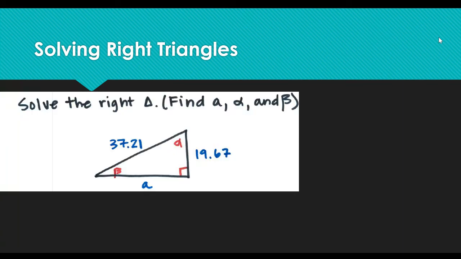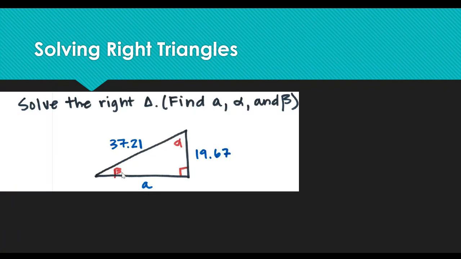It'll give you a right triangle and some information. Our example gives us the right angle, which it has to, because you have to have a right triangle. It also gives us the hypotenuse, 37.21, and a leg, 19.67. To solve the right triangle, we need to find everything else, any missing sides and angles. So we need to find side A as well as angle alpha and angle beta.